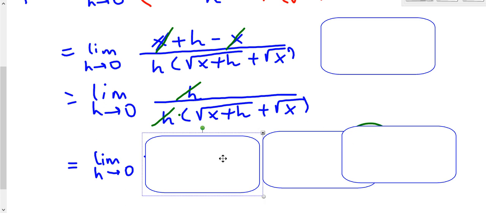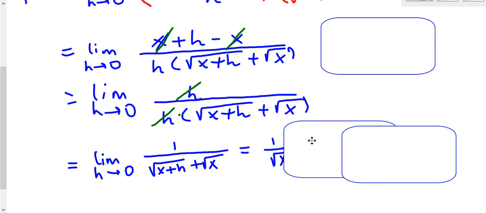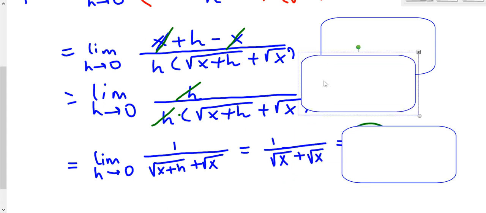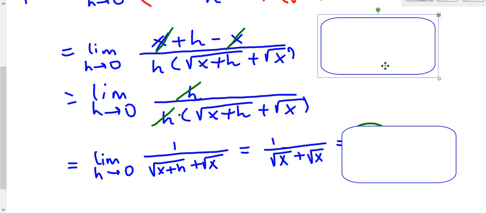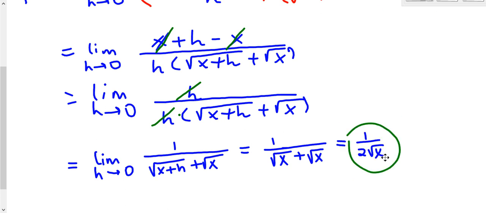And at this point, you have a 1 left on the top, root x plus h plus root x left on the bottom, and now take the limit as h goes to 0. So this will disappear. You're going to have 1 over the quantity root x plus root x. In other words, 1 over 2 times the square root of x. Remember this result: the square root of x has a derivative of 1 over 2 root x.